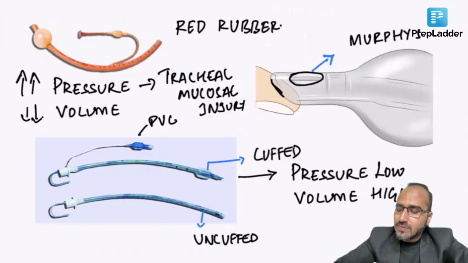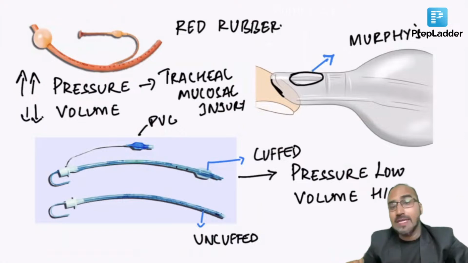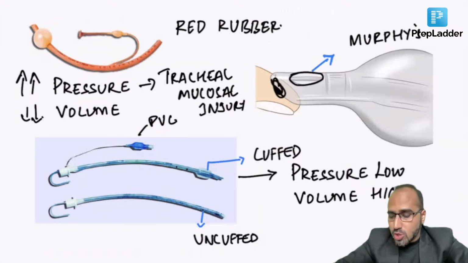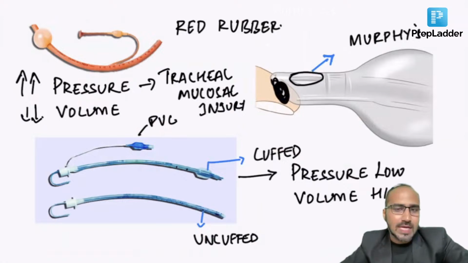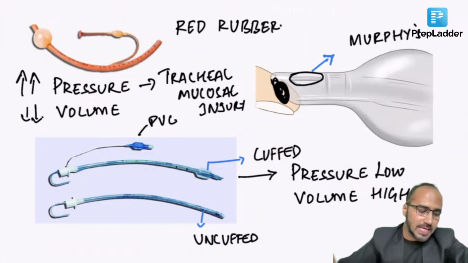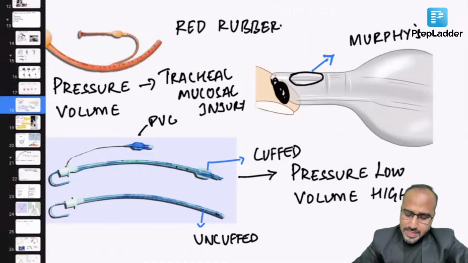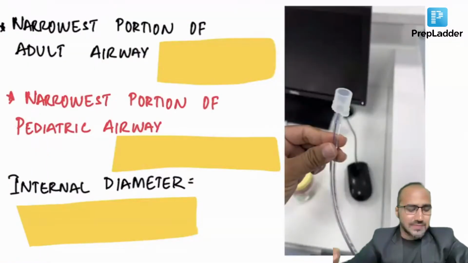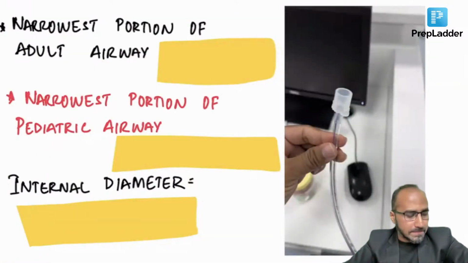What is the role of Murphy's eye? If the main opening gets blocked by secretions, the patient can be ventilated with the Murphy's eye. Okay, that's regarding the endotracheal tube. Now there is one more thing that we need to remember. Micro-sized cuffed tubes in adults and micro-sized cuffed tubes in pediatric cases are what we use nowadays.